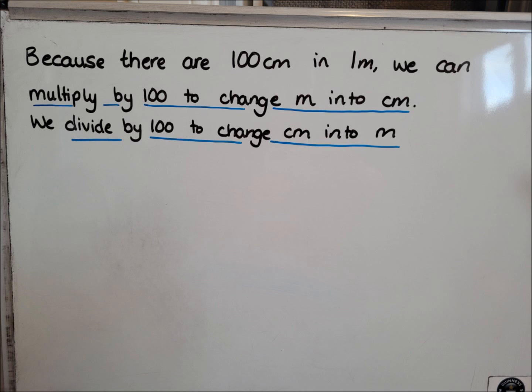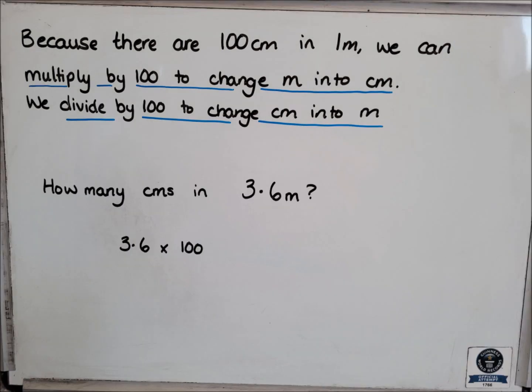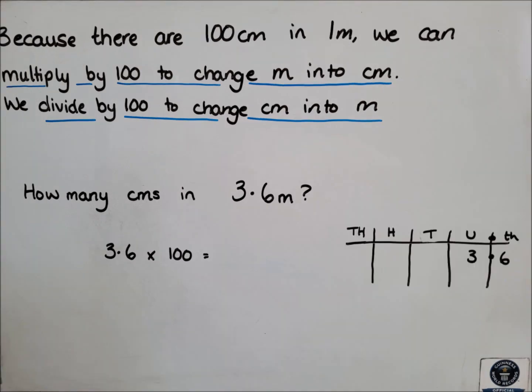So let's look at a little example first of all. How many centimetres would there be in 3.6 metres? So the sum we would be doing is 3.6 times 100. Now, if you need to, we can use that place value grid that we've used previously. Some people will be able to do this mentally, it's not a problem. But you can use this skill to double check your work if you want.